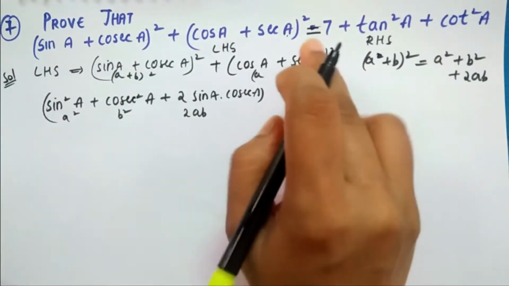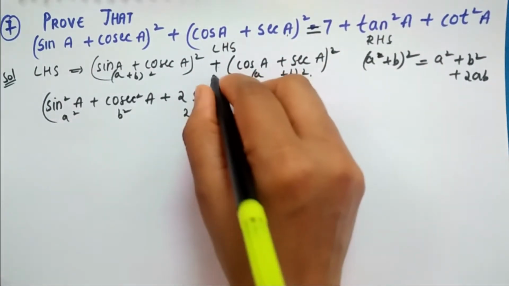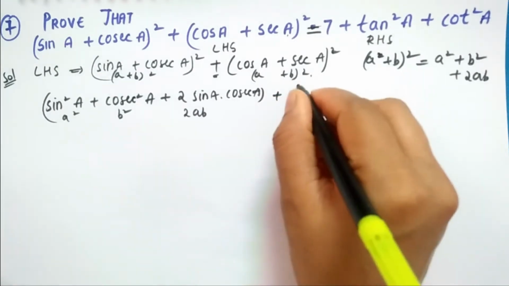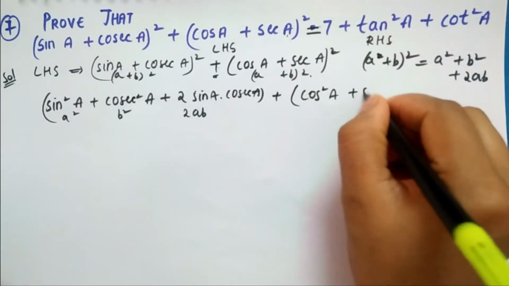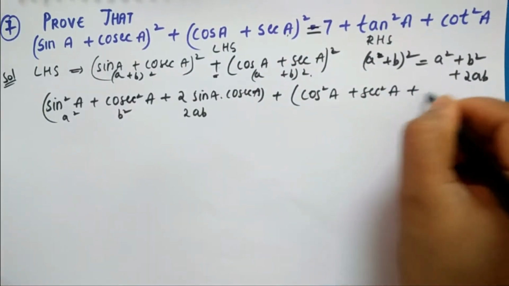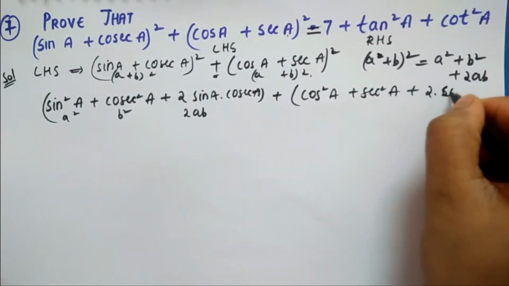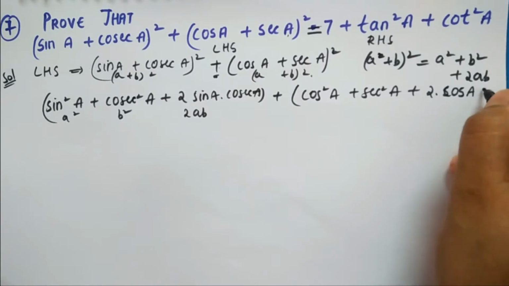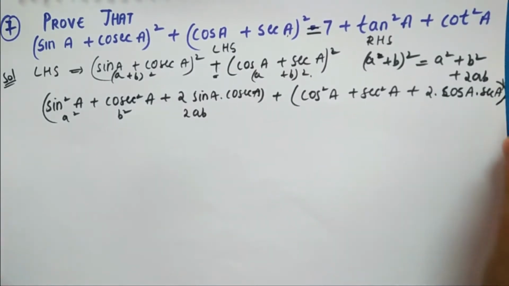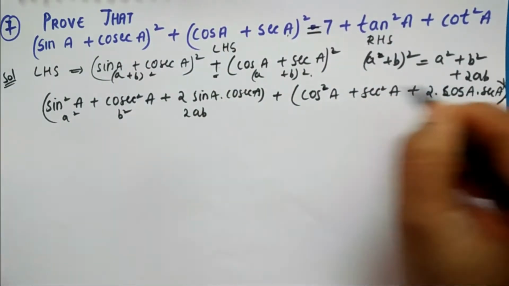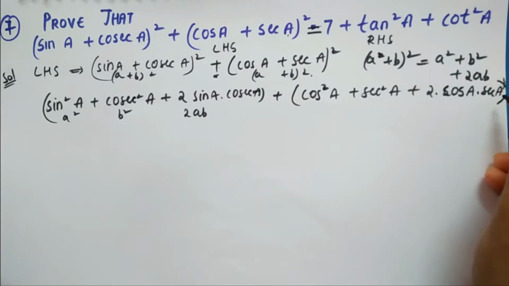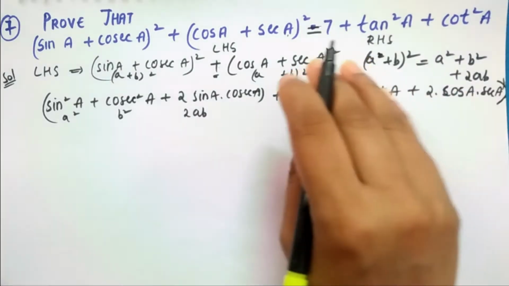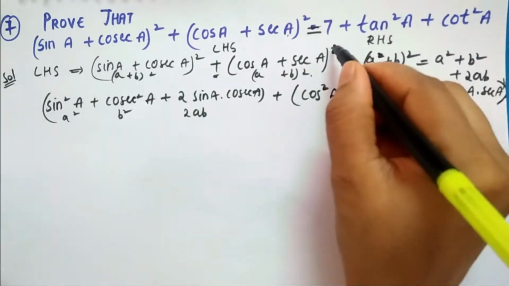This is A square, this is B square, this is 2AB. Fine, the same thing we are repeating with the second one. Be careful with the sign. Just copy this sign and write cos square A plus sec square A plus 2 into cos A into sec A. That's what we're expanding using the formula.